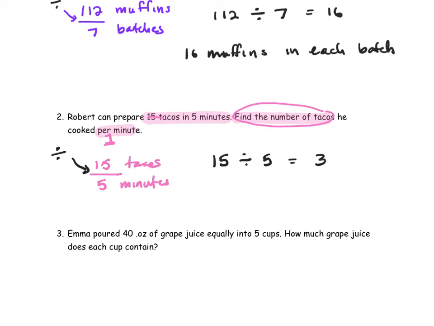So now let's go back and figure out what they ask us. They ask us to find the number of tacos. So that's 3 tacos, and they went on to say per minute. In 1 minute. So we can either write per minute or we can write in 1 minute. Again, a unit rate is always for one of the second item.